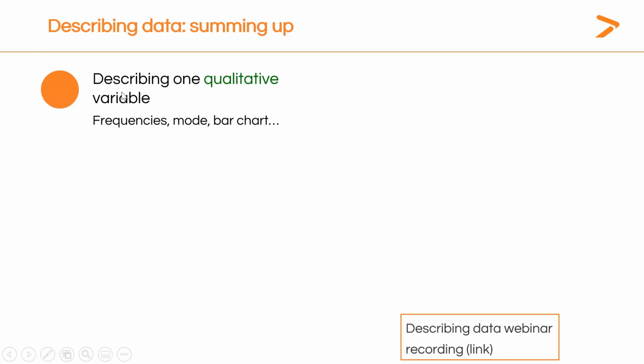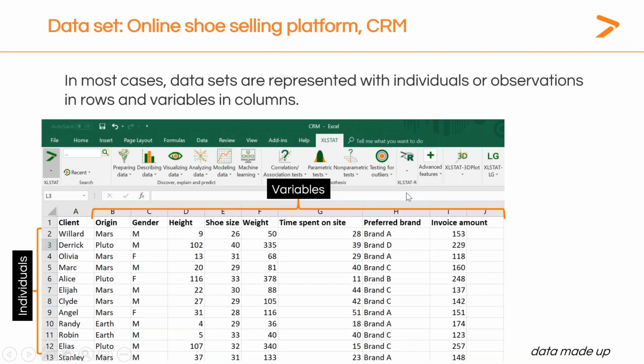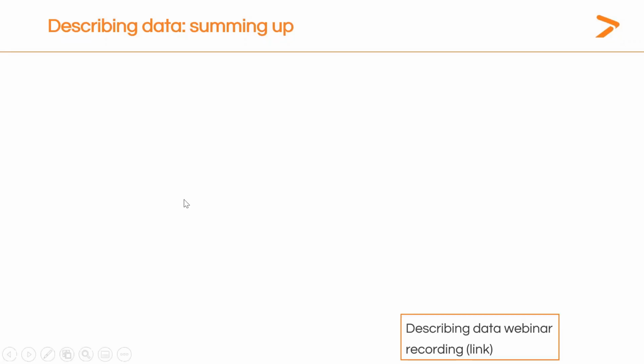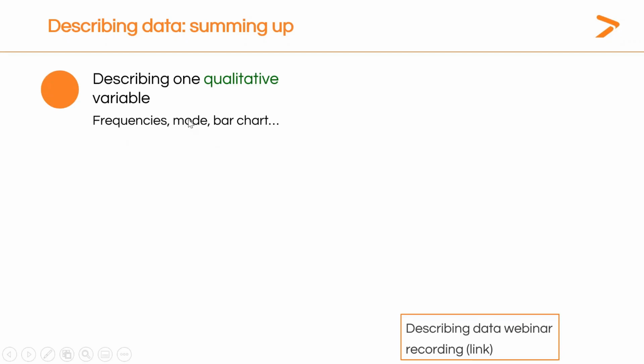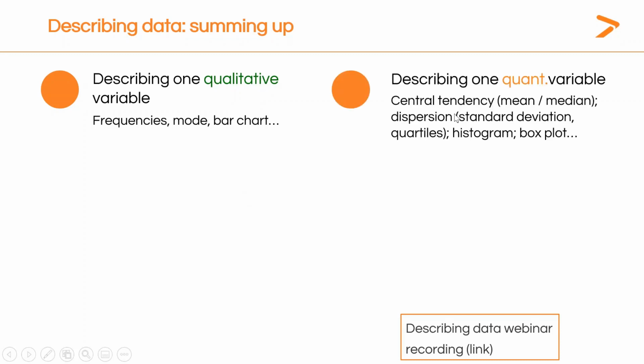So in order to describe one single qualitative variable, we use frequencies, mode, and bar chart. If you remember, we had described this column here, preferred brand, by counting the number of occurrences of each brand inside, and we expressed them in terms of frequencies and also in terms of proportions. Then we identified the mode, which is the most frequent category, and the frequencies, we represented them in bar charts and pie charts.